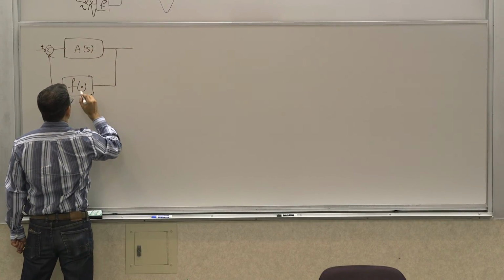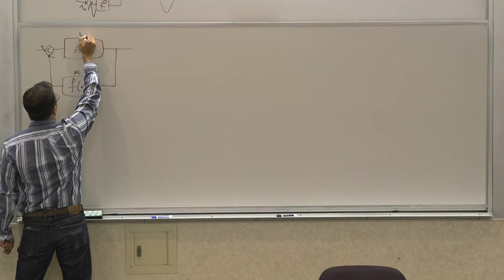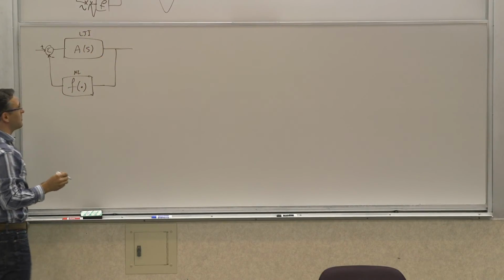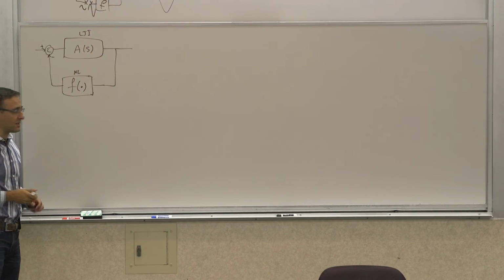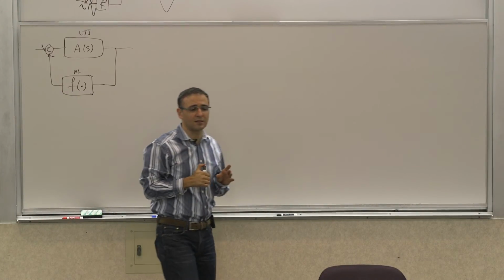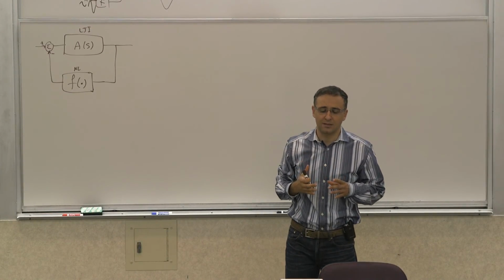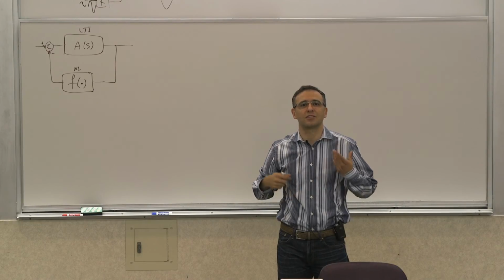So the question is, this is nonlinear and this is LTI. What can we say about the stability of this system? And the kind of stability we are talking about here is what we call absolute stability. Absolute stability means that the system will not essentially oscillate.